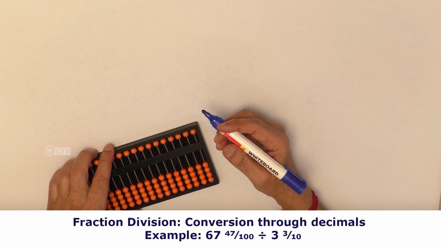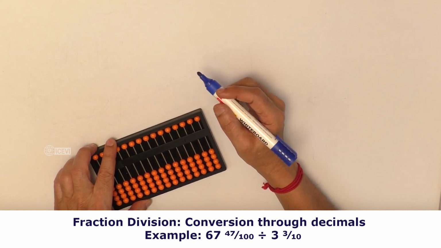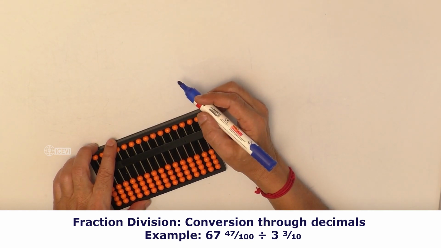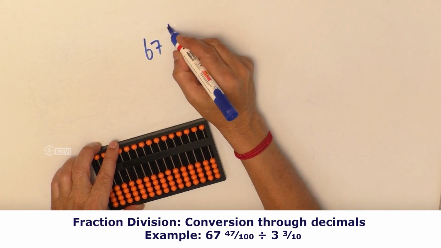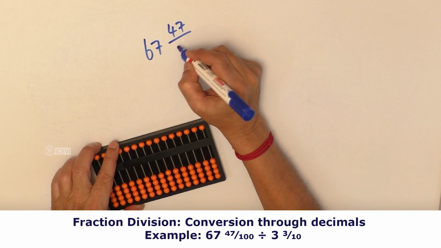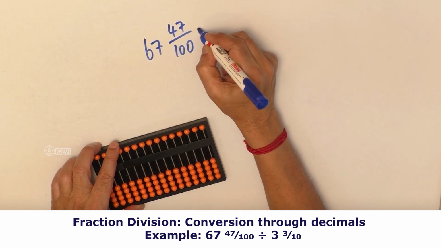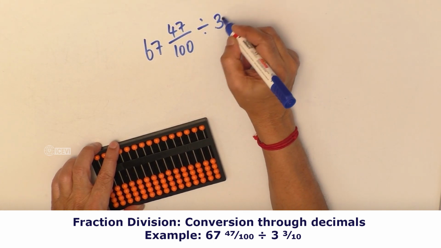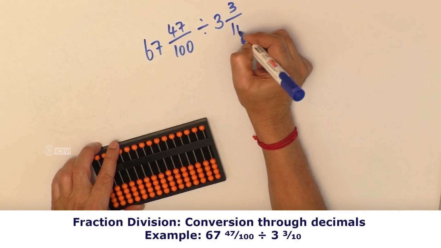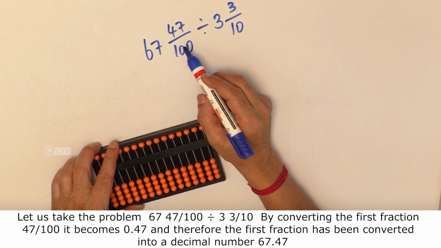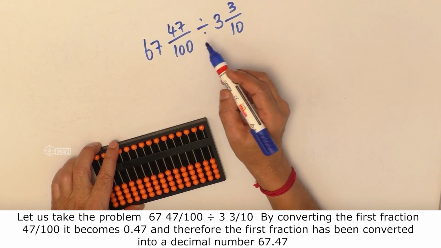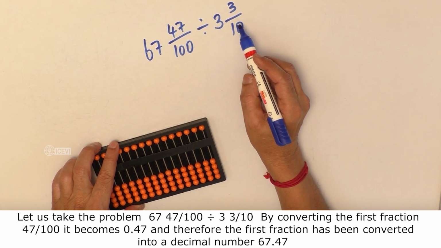Title of the video: Fraction Division, Conversion through Decimals. Example: 67 47/100 divided by 3/10. Let us take this problem, 67 47/100 divided by 3/10.